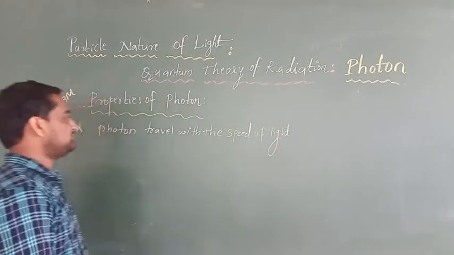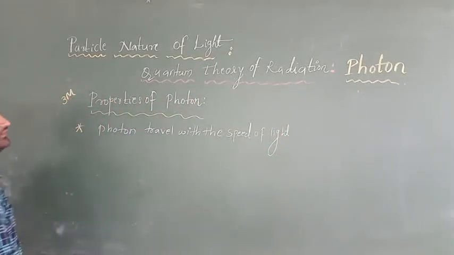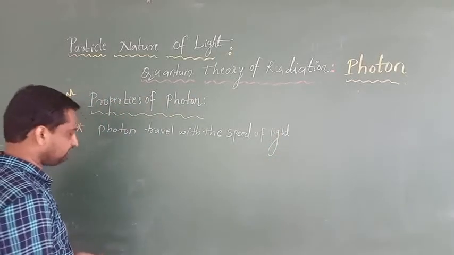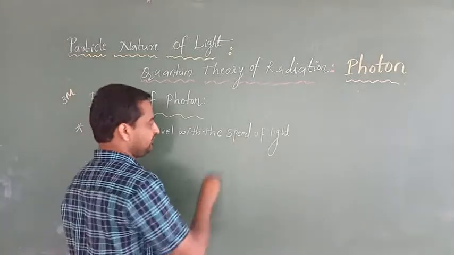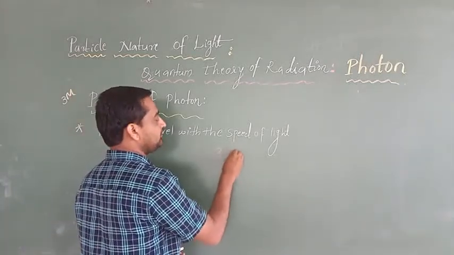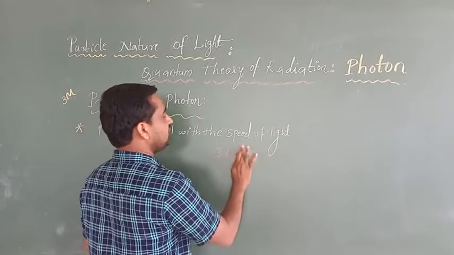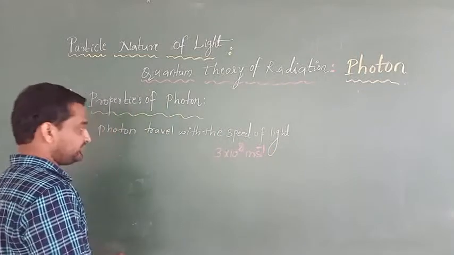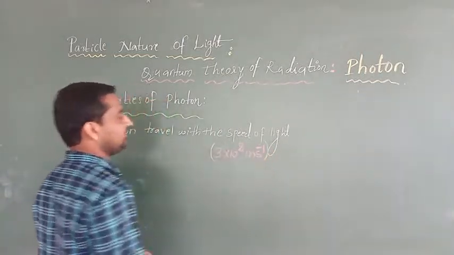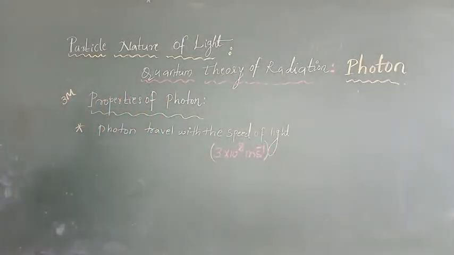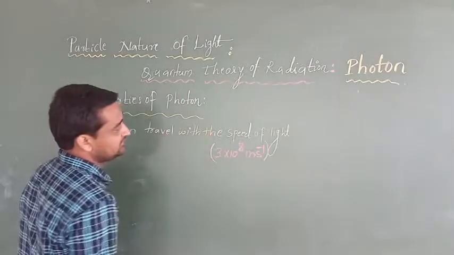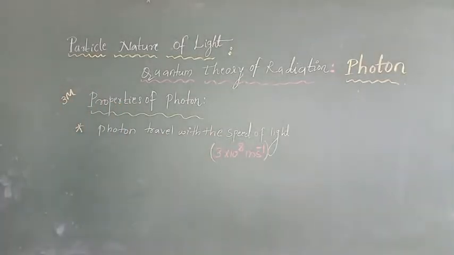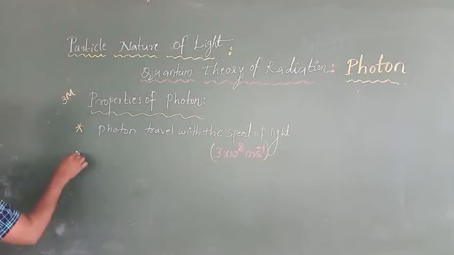So the first important property of the photon is what? The photon travels with the speed of light. You know that the value of speed of light is 3 into 10 to the power 8 meter per second. So this is the value of the speed of light and also the speed of the photon. The photon travels with the speed of light, that is equal to 3 into 10 to the power 8 meter per second. It travels with the same speed in free space.